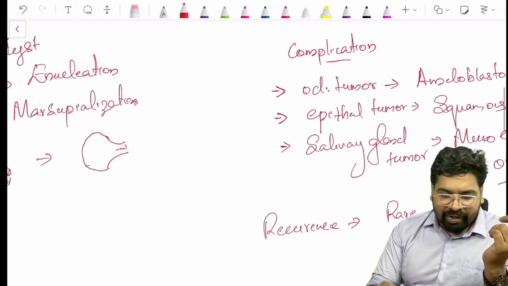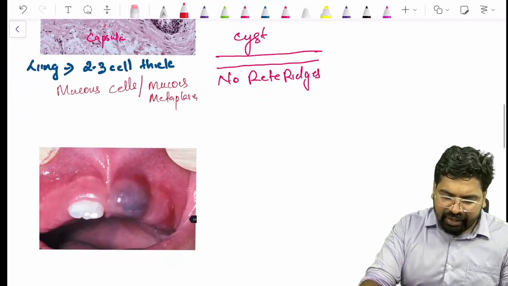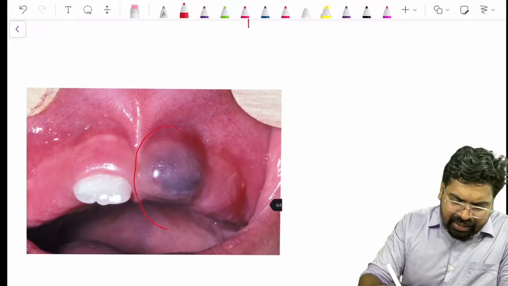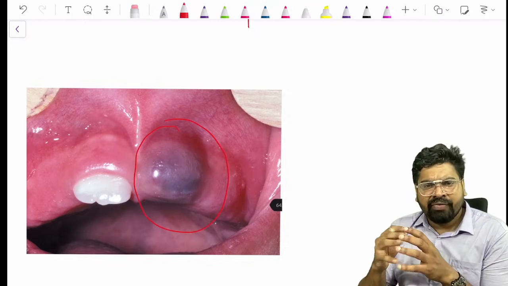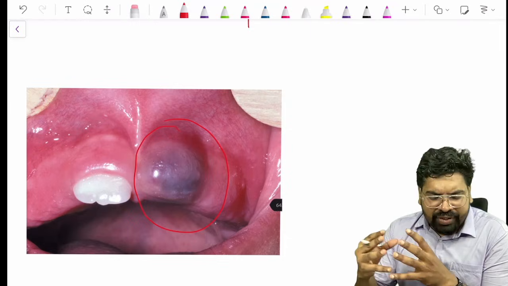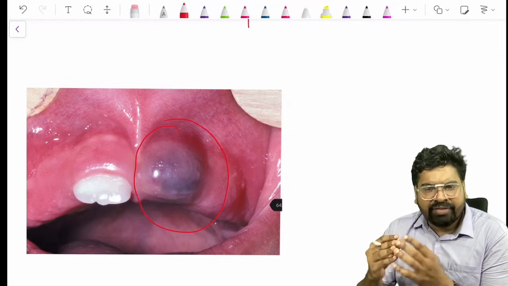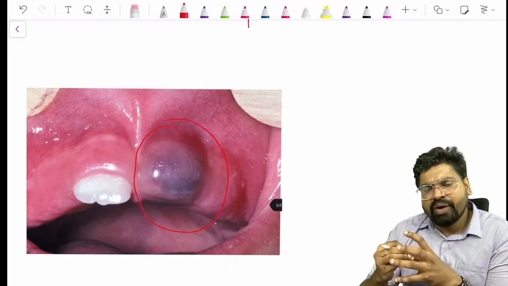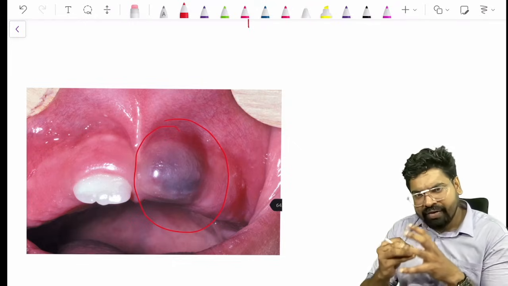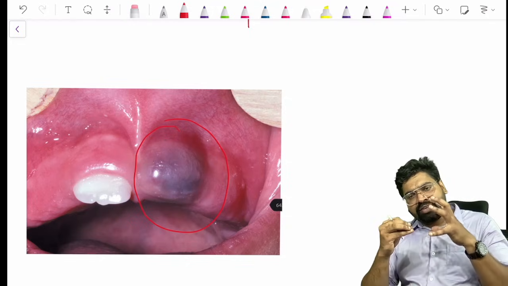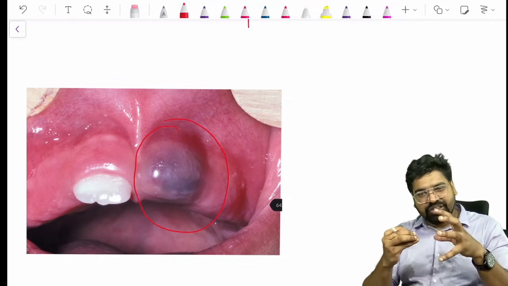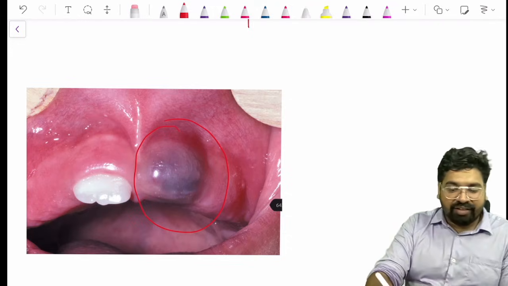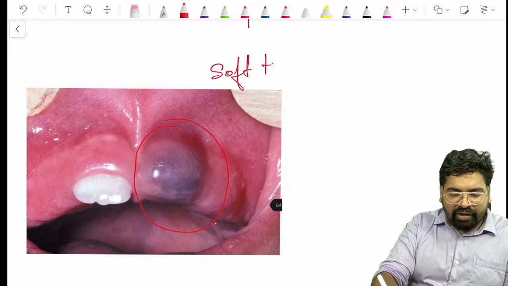Now there's a term you can see in certain textbooks. Can you see this picture? This picture shows a swelling in the gingiva which is bluish in color. What happens is that when a tooth with a dentigerous cyst erupts into the oral cavity, the cystic cavity is seen through the gingiva. So it is now not in the bone, it is now in the gingiva, means it is in the soft tissue.